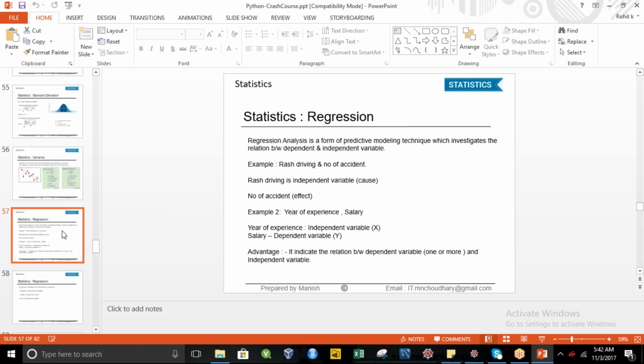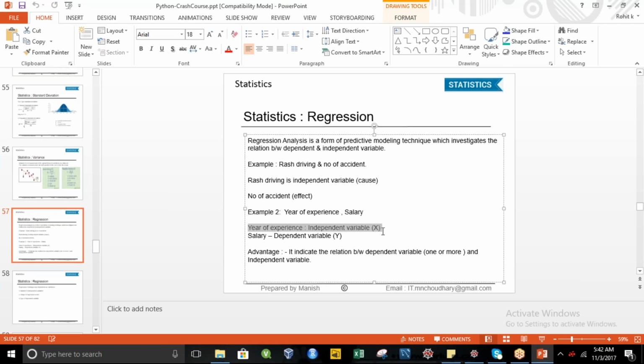So we consider the independent variable as the x variable, and the dependent variable as the y axis. Here is one more example: salary and experience. Salary is totally dependent on the experience. So year of experience is the independent variable, considered under x variable, and salary is the dependent variable.